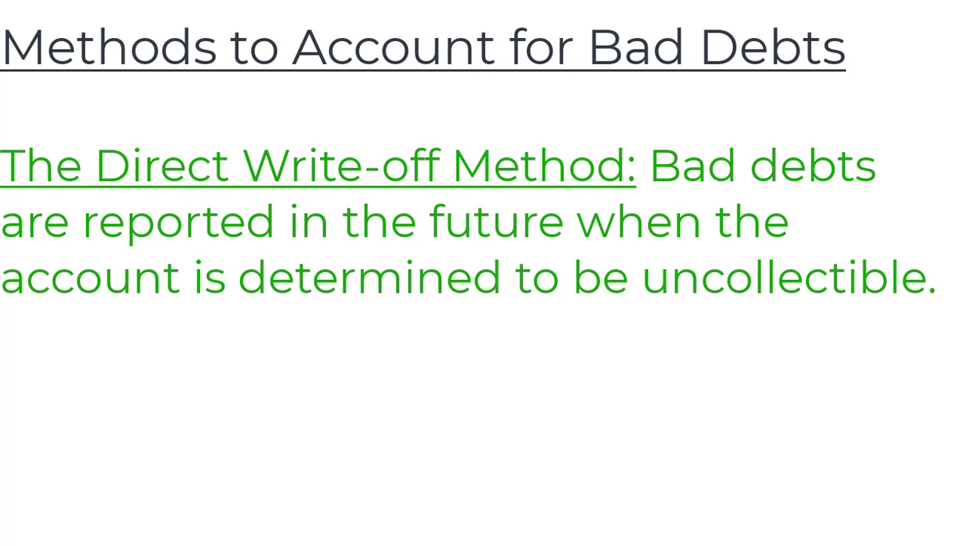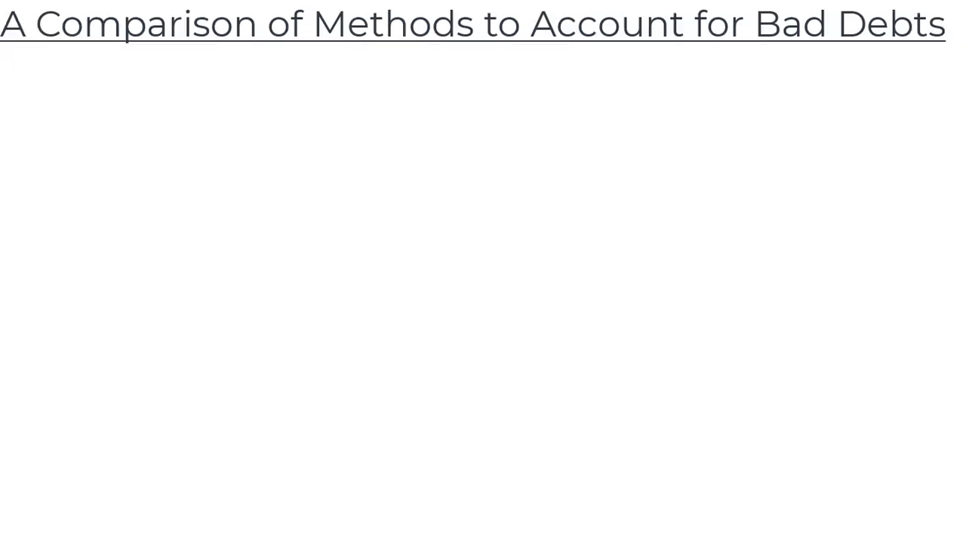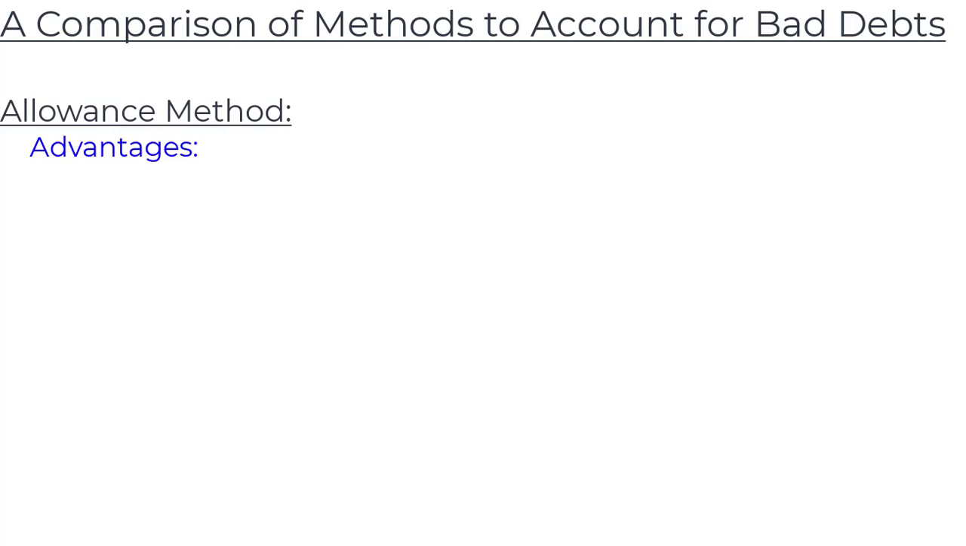When using the allowance method, bad debt expense is estimated as an adjusting entry in the same period as the sale that created the account. There are both advantages and disadvantages for each method of dealing with bad debts. For the allowance method, one advantage is that bad debts are recognized in the same period as the sale they are related to, because that's when the estimate is made.